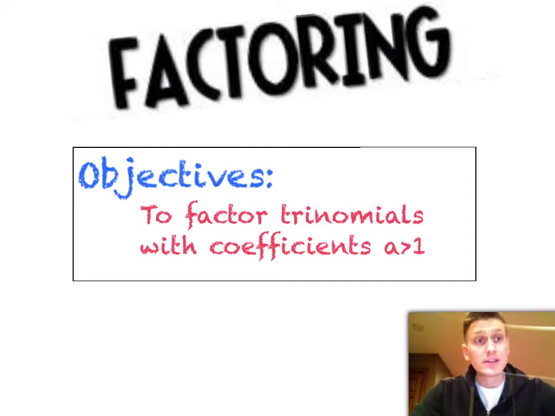Let's continue our lesson on factoring. This time our objective is to factor trinomials with coefficients bigger than 1. We can use the same techniques as trial and error and box method, and we'll learn a new trick. Let's take a look at our first example.